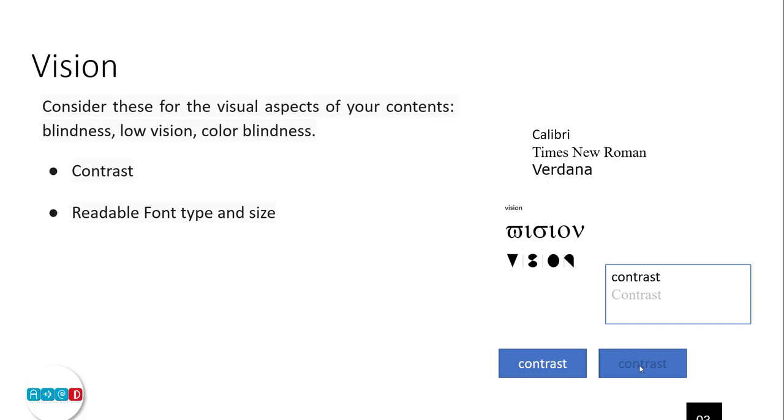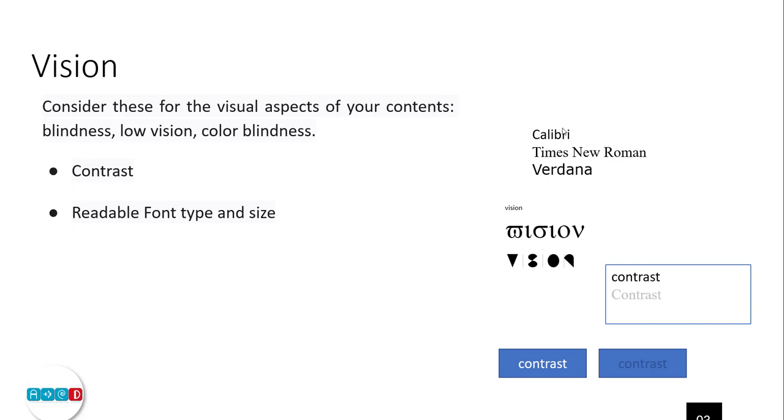Now let's look at this one. So contrast here, you can see the contrast isn't that much. So it might be difficult for someone with some form of visual impairment to be able to see this text. Okay, similarly, looking at the contrast here. Okay, so this one is very visible compared to this.